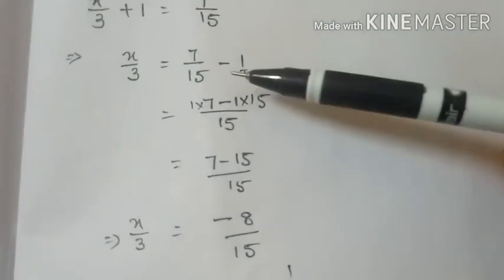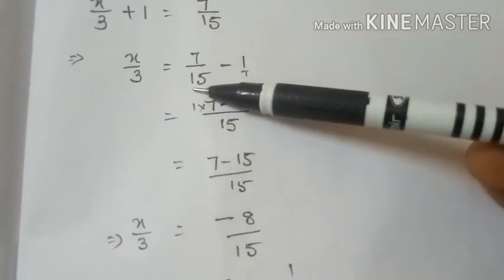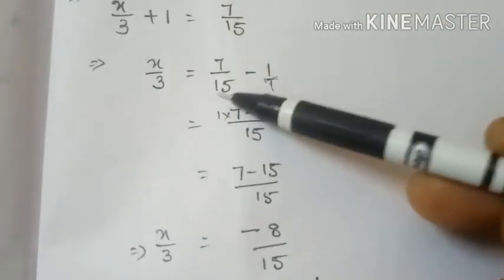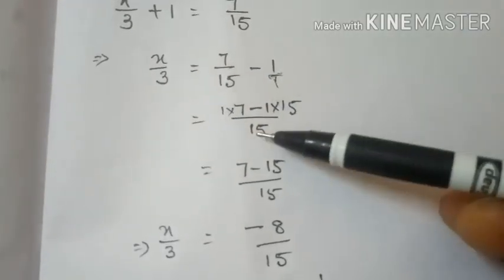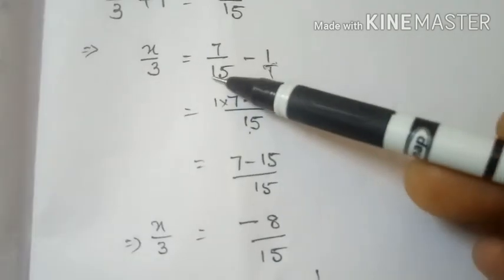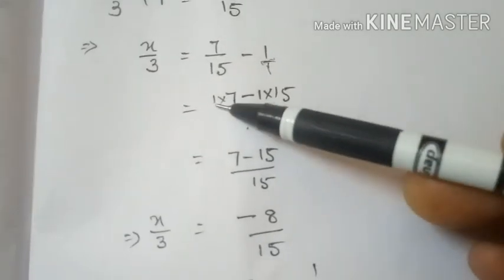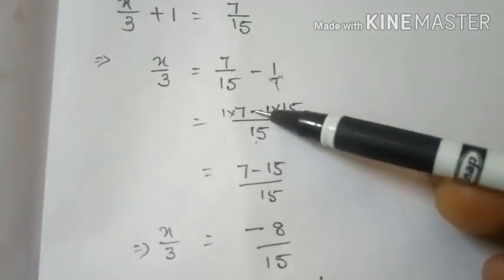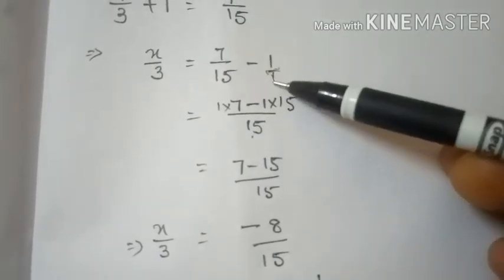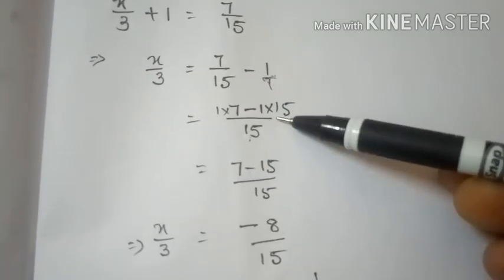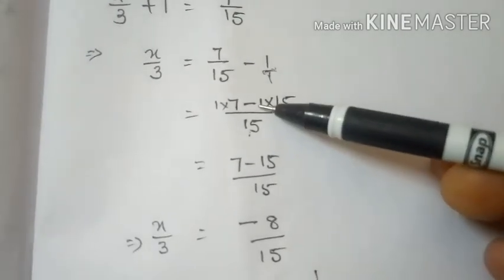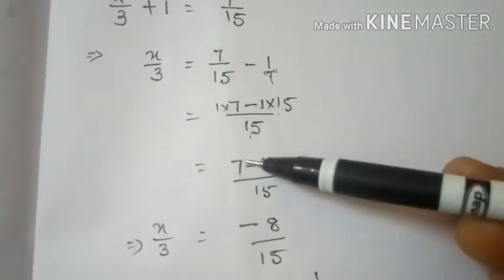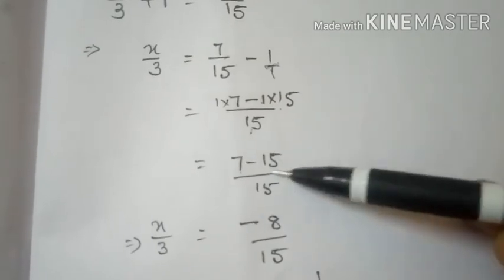Next, this is the whole part, this is the fraction part. Now we have to take the LCM. So take it as 1 by 1. Now 15 and 1, what is the LCM of 15 and 1? 15 only. Now 15, how many times 15? 1 time, into what is the numerator? 7. Okay, minus 1, how many times 15? 15 times, 15 into what is the numerator? 1. So 7 into 1 is 7, minus 15 ones are 15, by 15.